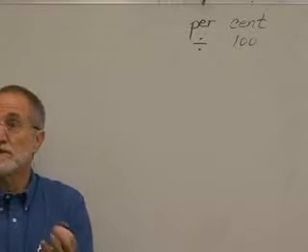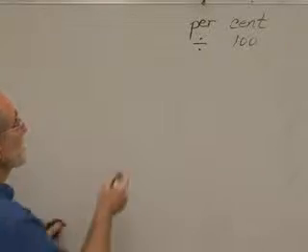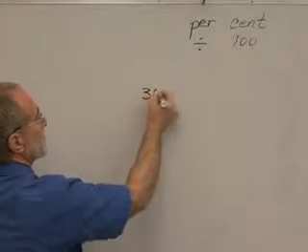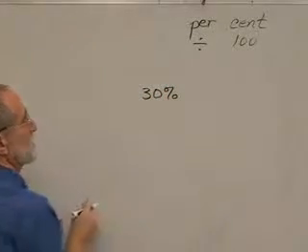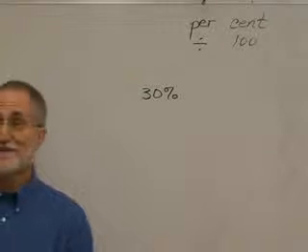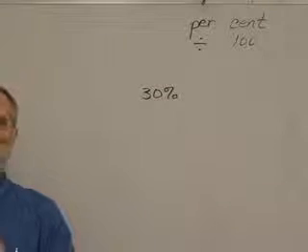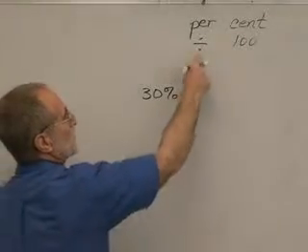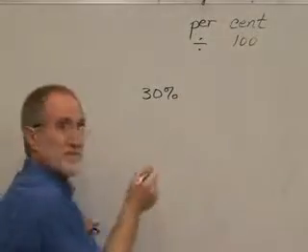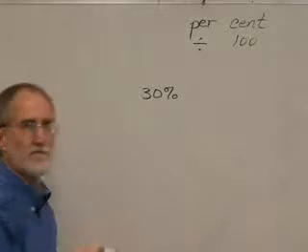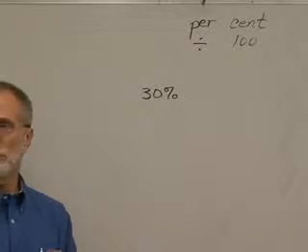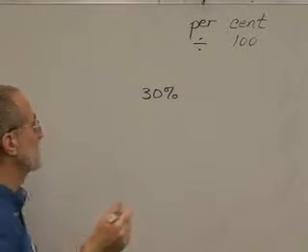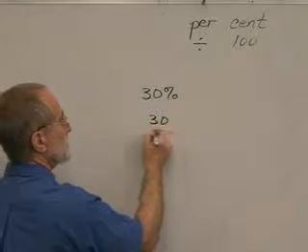So if I say, give me 30%, let me make it more generous. If I say, I'll give you 30% of my land, that means if you divide my land into 100 pieces, I'm going to give you 30 of them. Okay? For every 100 pieces, I'm going to give you 30. I'm going to give you 30 divided by 100. That's how much of my land I'm going to give you.